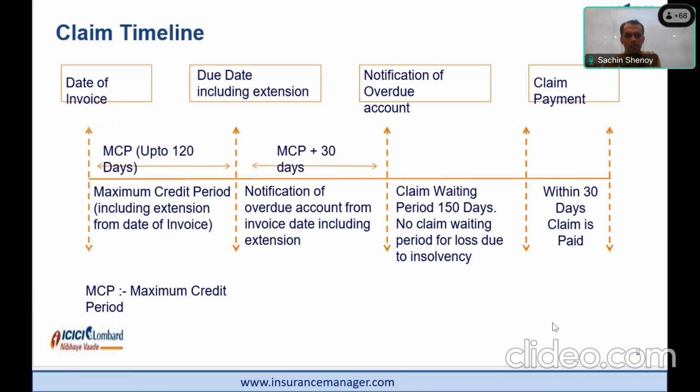So this was about a protracted default. In case of insolvency, there is no concept of a claims waiting period. Once you file a claim, once you file an overdue, the claim is processed in the next 30 days. Yes, next slide, please.